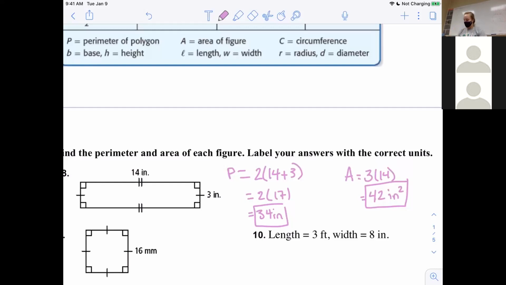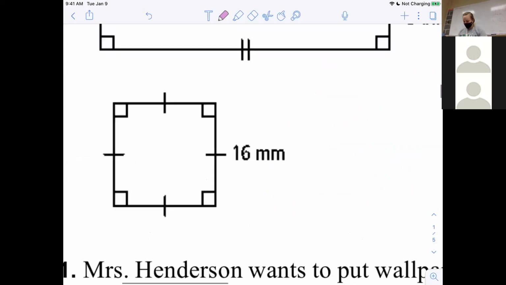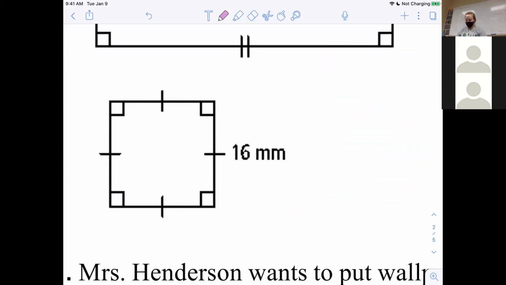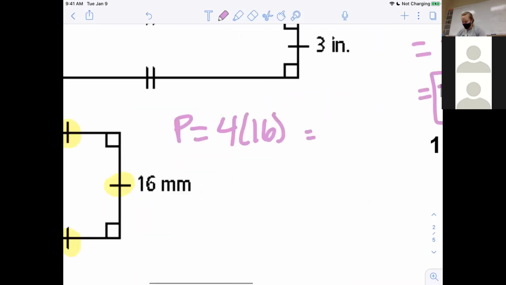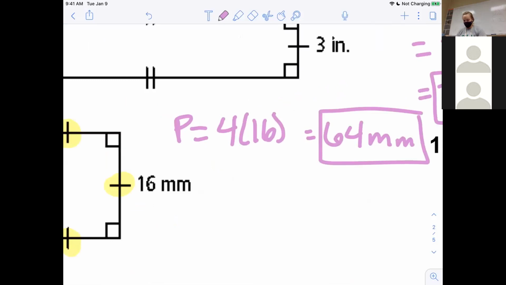All right, next one's a square, so I'm going to do that one. I know it's a square because of all my congruent marks. That's congruent, that's congruent, that's congruent, that's congruent. What's a good way to write my perimeter for this? Well, like how would I set it up? 4 times 16, that's a really good way to do it. 4 times 16. But I would get 64. Everyone's like, the answer, duh. That would be 64 millimeters.